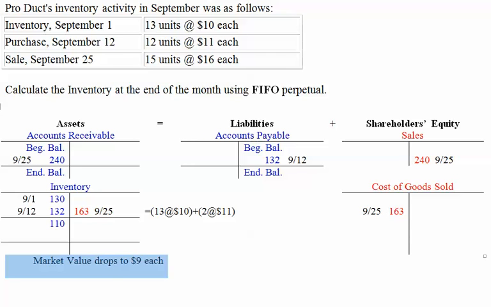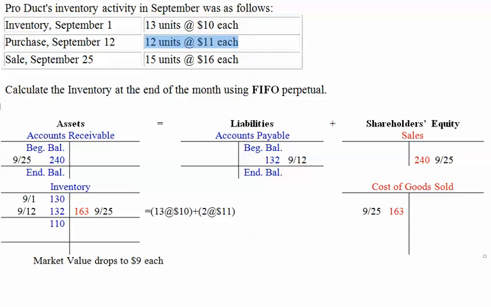So they had the 13 items at $10 a piece, and then they bought 12 more at 11. So they had a total of 262. They sold 15 of them. So they sold all of these and 2 of these, leaving 10 in inventory, 10 of these at 11 each.